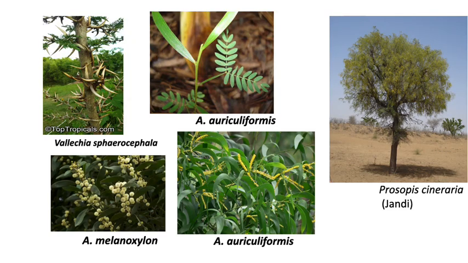These are the plants of Vachellia sphaerocephala, Acacia auriculiformis, Acacia melanoxylon, Acacia auriculiformis, showing the phyllodes. The tree is Prosopis cineraria, called Jandi in local dialects of Haryana, Rajasthan.